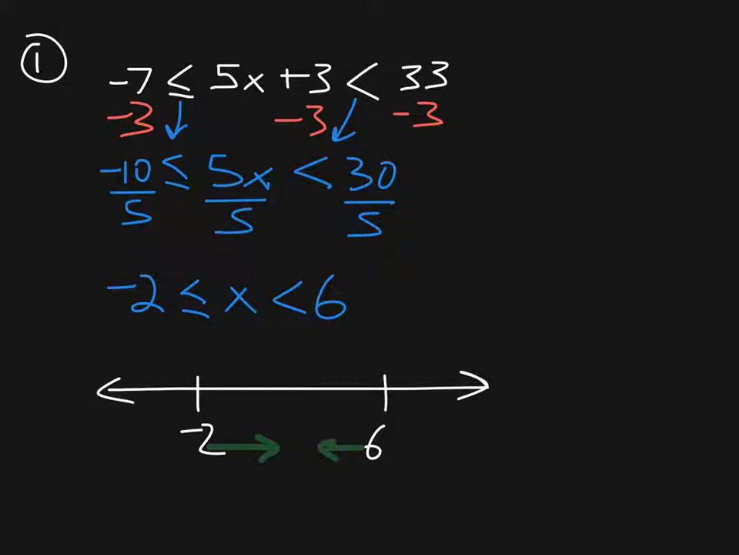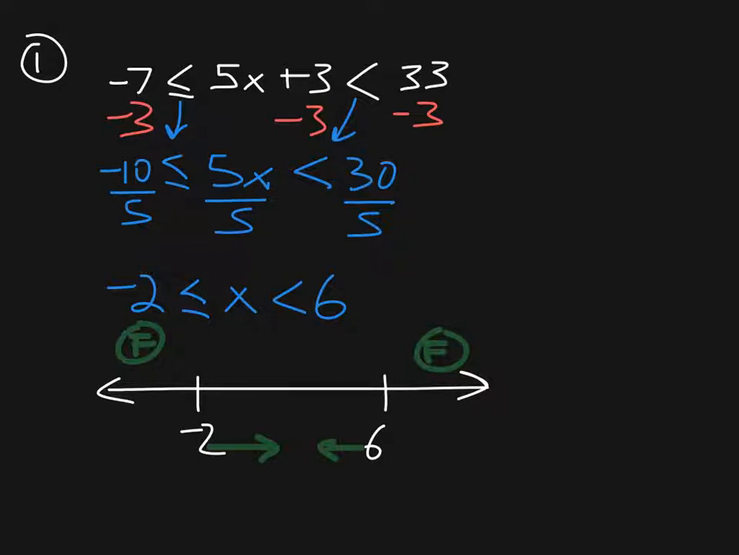So if I test out numbers, I'm going to get a false here. I'm going to get false here because negative 10 doesn't fit in between there. Positive 10 doesn't fit in between negative 2 and 6. Now negative 2 itself, I can fill that in, because x is greater than or equal to negative 2. So I get a filled in circle there.